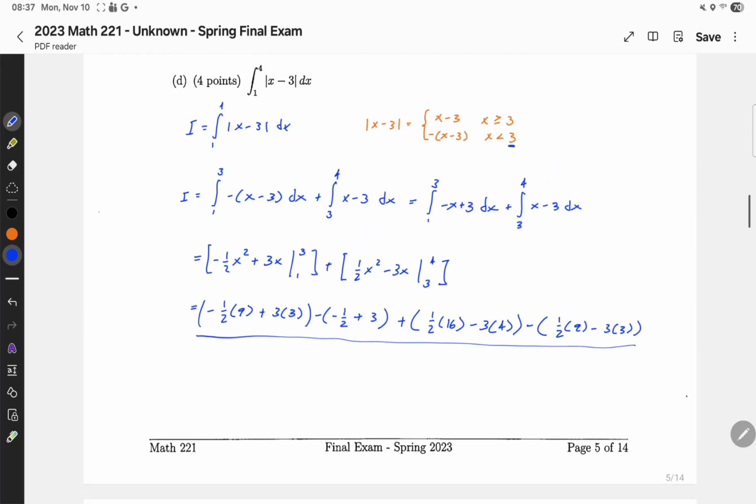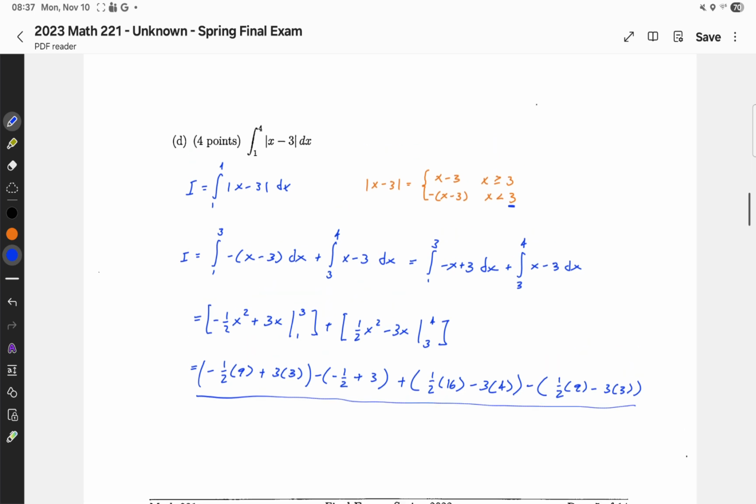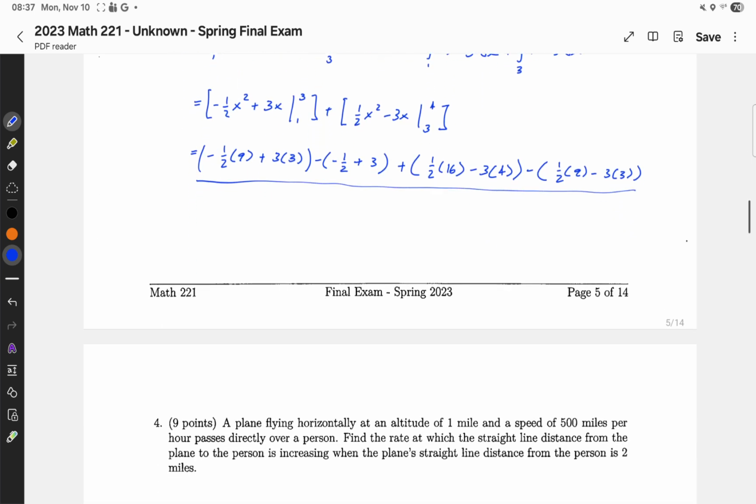But just because there's a couple different ways you could do this, you could do this geometrically as a little hint. I'll go ahead and simplify this just a bit. This is going to be minus 9 over 2 plus 9. This is going to be plus 1/2 minus 3 plus 8 minus 12 minus 9/2 plus 9, just like that.